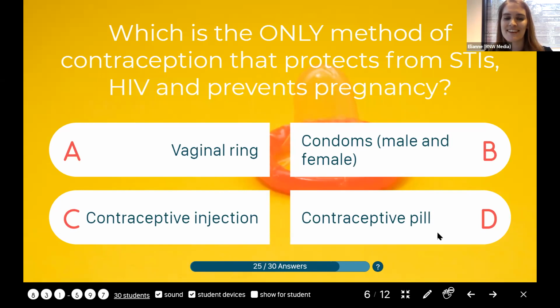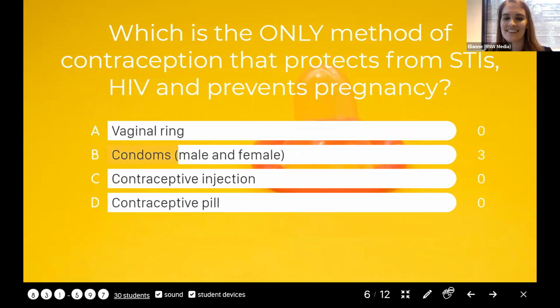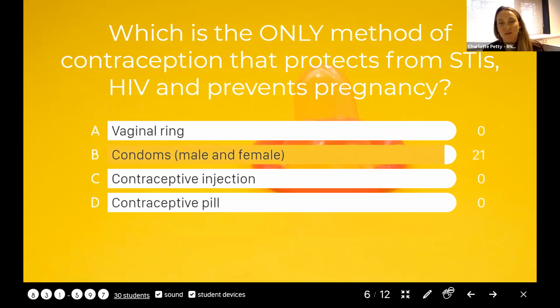All right, almost there. Yes. So condoms, if used consistently and correctly, are the only method that both protects from STIs, HIV, and prevents pregnancy.